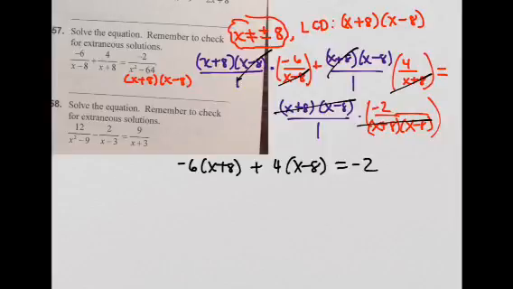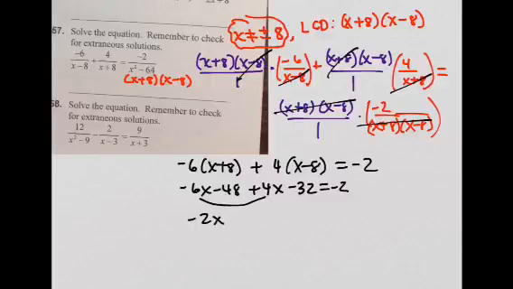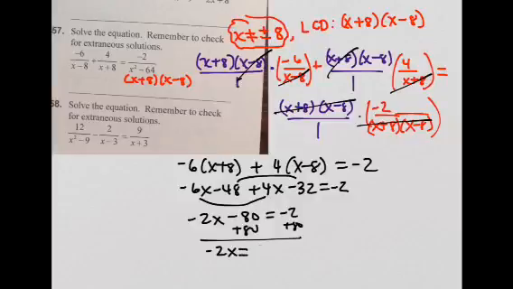Distributive property. I'm distributing the 4 now. So I'm going to combine the x's, so you get negative 2x. Combine the constants, I'm going to get negative 80. So we're going to add 80. So negative 2x equals 78. And so divide by negative 2. Just do that right here. x equals negative 39.